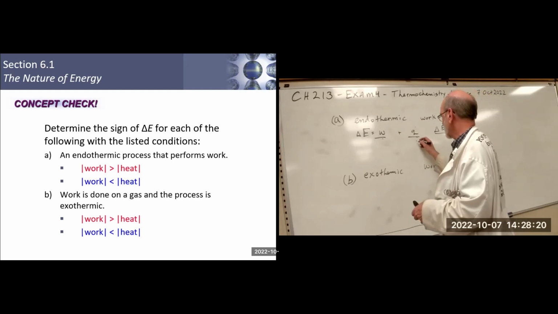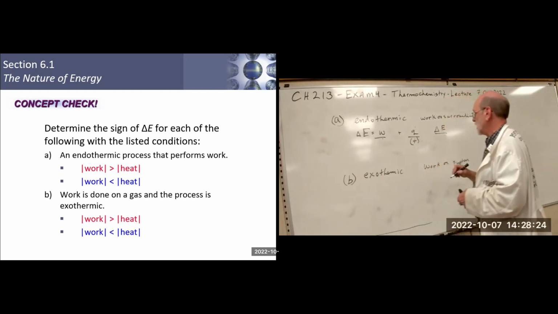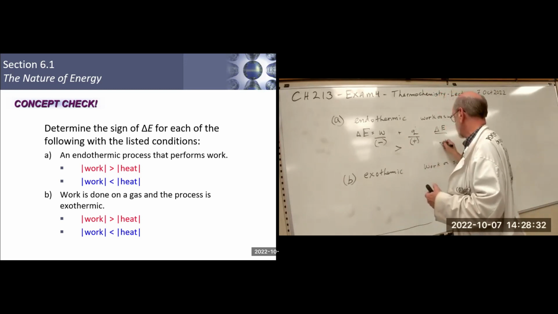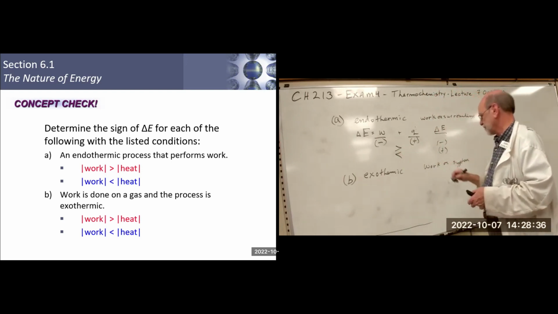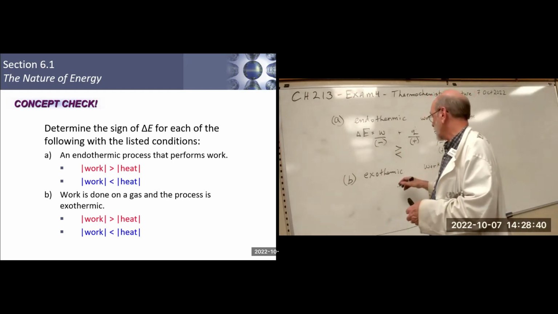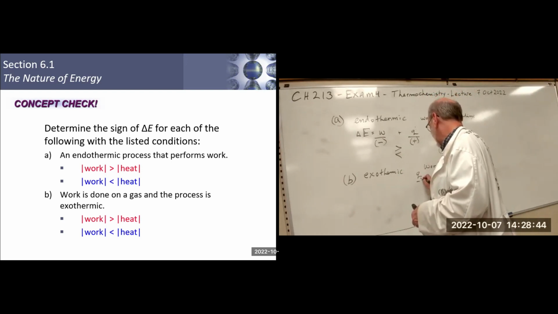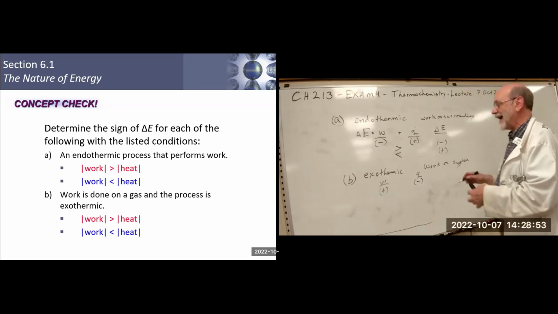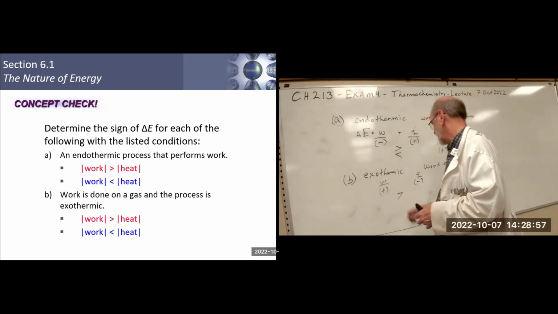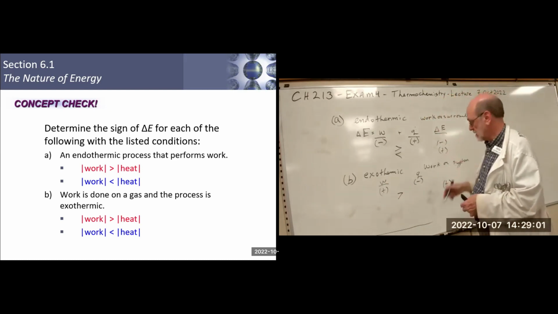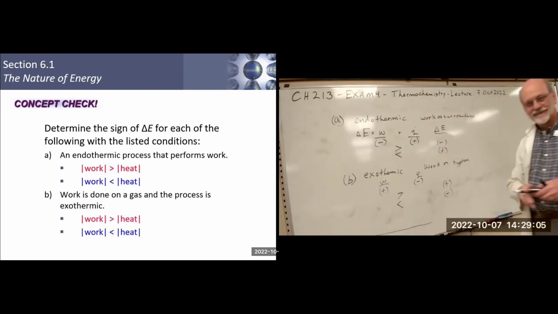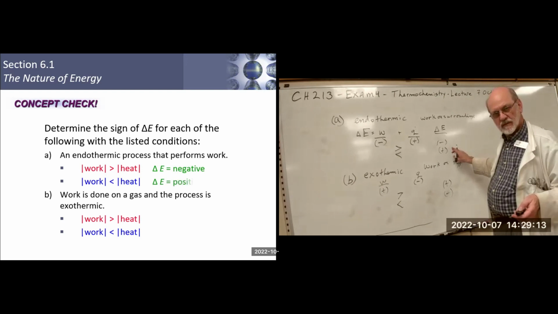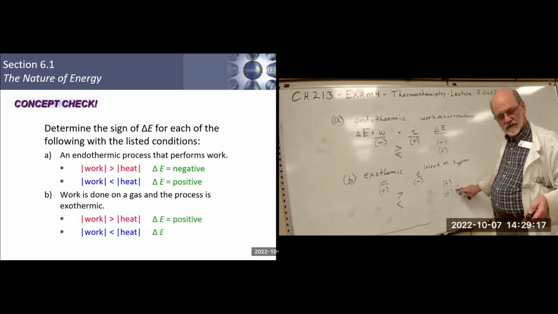If it's endothermic, that's positive. Work on the surroundings is negative. Now, if this one is greater, then you have negative, and if that one's greater, you have positive. Now we turn it around. For an exothermic process, Q will be negative and W will be positive. Now, what happens if work is greater than heat? Now it's positive delta E, and the other way around is negative. Okay? There we go. Negative, positive, positive, negative.